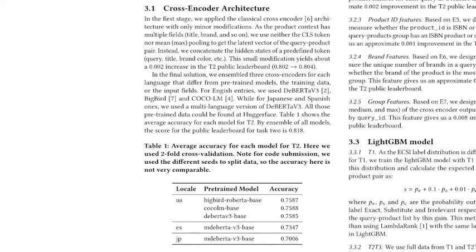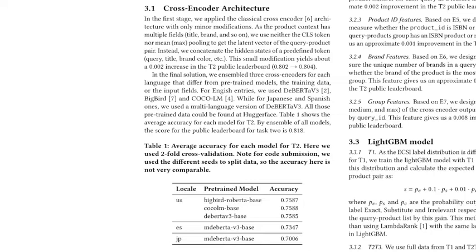So in the first stage, we've applied the classical cross-encoder architecture with only minor modification. As the product context has multiple fields, we use neither the CLS token nor the min or max pooling to get the latent vector of the query-product pair. Instead, we concatenate the hidden states of predefined tokens. This small modification yields about a 0.2% increase in the T2 public leaderboard.